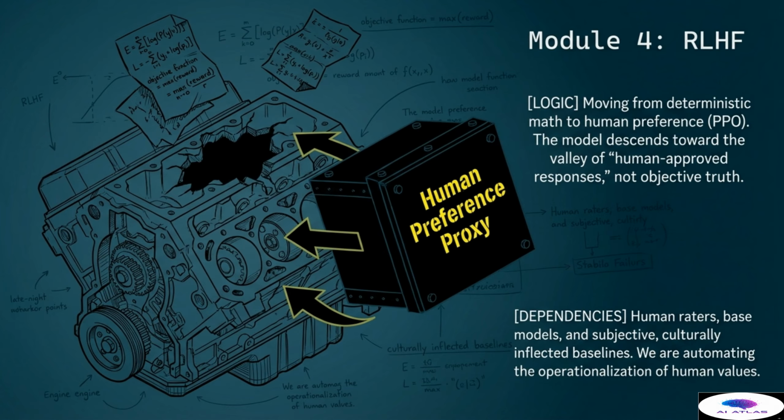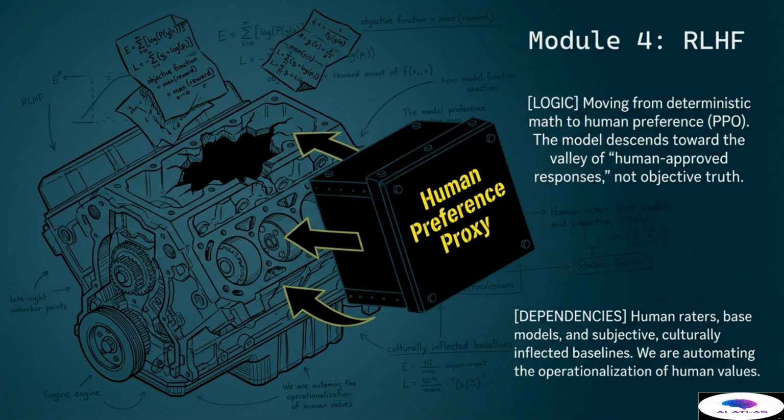Module 4 introduces reinforcement learning from human feedback, which moves the training process from deterministic math to human preference. This is often done using proximal policy optimization. In this stage, the model is not just trying to predict the next word, but is descending toward a valley of human-approved responses. We are essentially using a human preference proxy to guide the model. This is the operationalization of human values through automation.